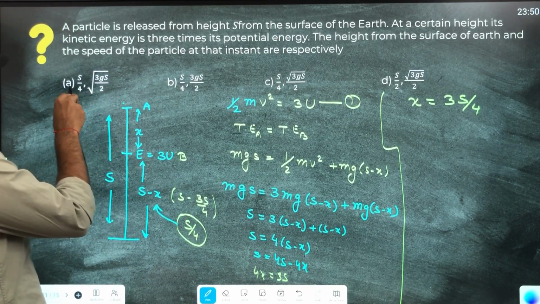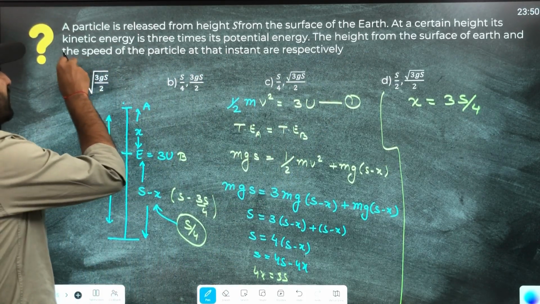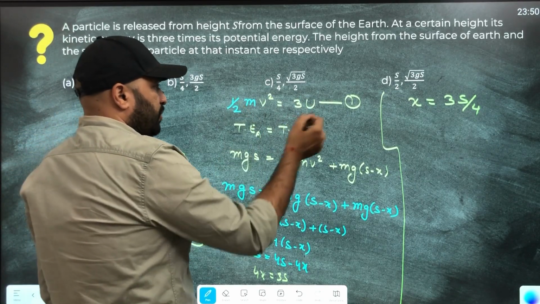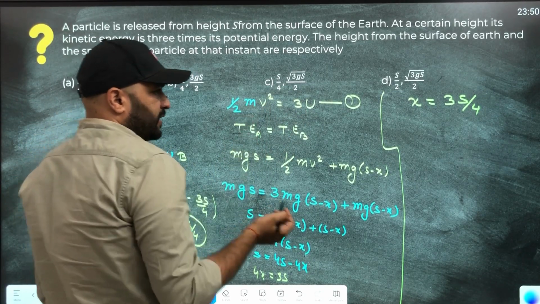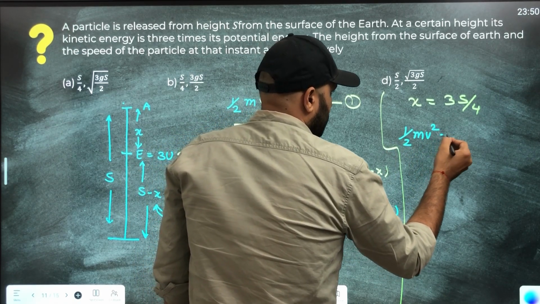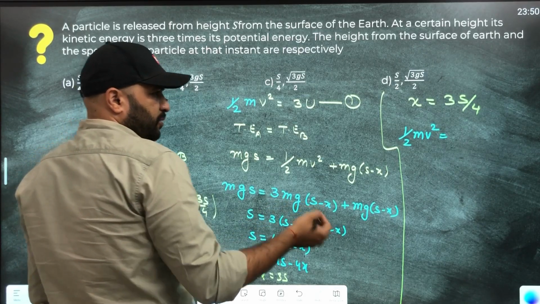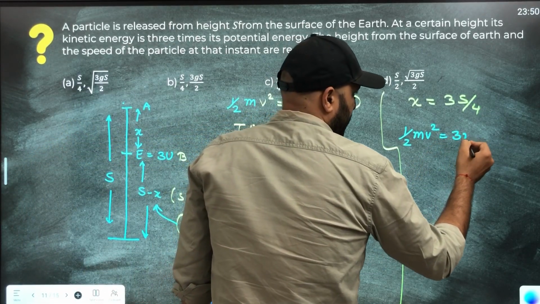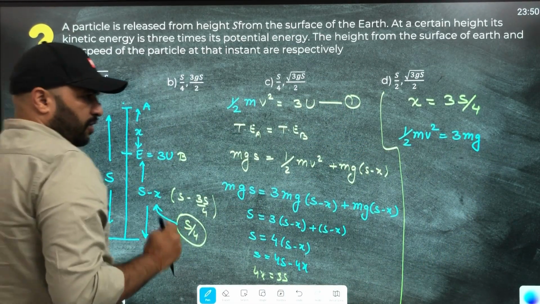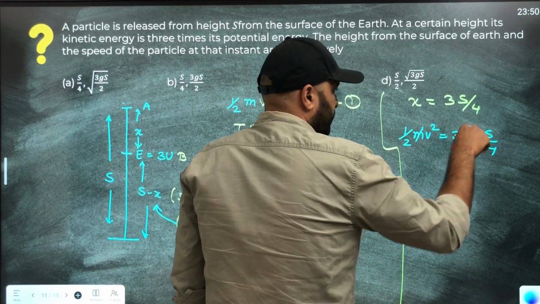We have s by 4 for option A, option B, option C. They are also asking to find the speed of the particle. Now for the speed of the particle, let's substitute over here. It says half mv square is equal to 3 times the potential energy. Now what's 3 times the potential energy? This one, 3 mg. And what about the distance here? We already got s by 4. m cancels with m.